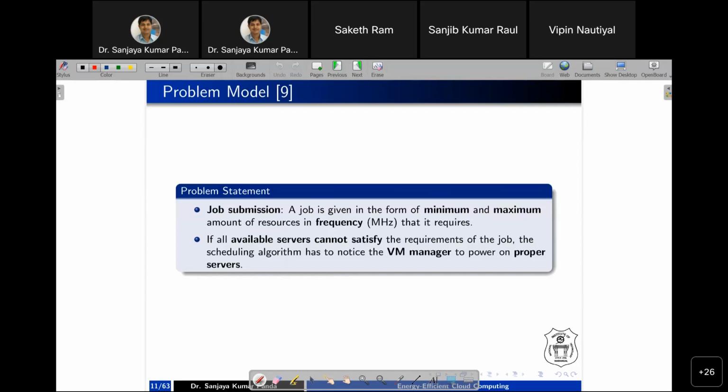By looking at this minimum frequency and maximum frequency, we can decide whether a particular job can be executed in a particular server or not, right? You may ask a question: if none of the available servers can satisfy the requirement of a particular job, then what will you do? You have to make a virtual environment or a simulated environment where you can take multiple servers and combine their capacity to fulfill a particular requirement, right? That's why the VM manager has to power on a proper server, or make a simulated environment which will help that particular job to execute in the corresponding server.